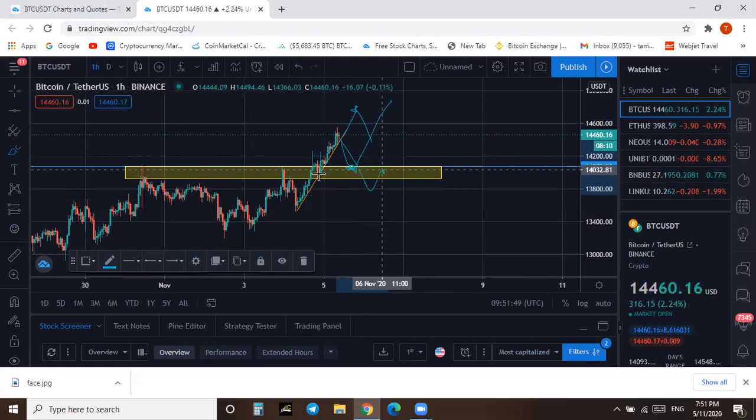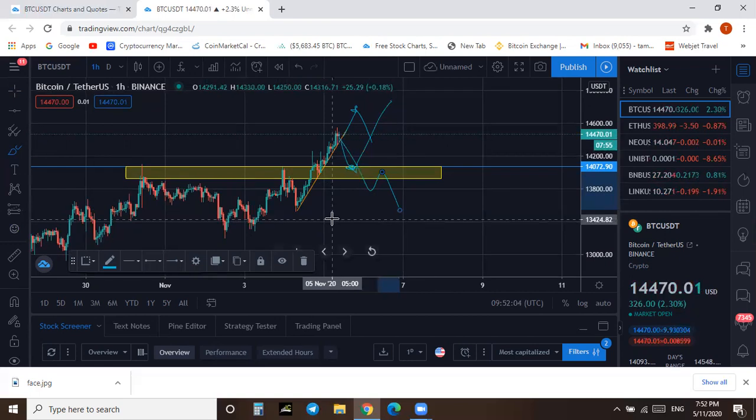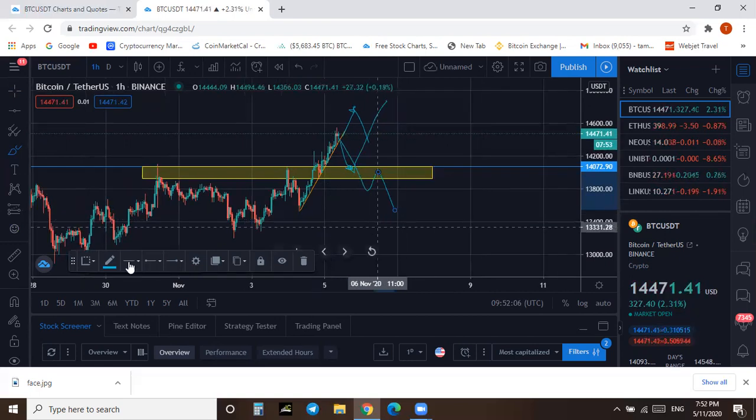Just keep your eyes on that yellow box. That yellow box is where I'm looking for levels to enter, and then come back down. So that's my two scenarios here. It'll always go up, it'll always go down, but it's a matter of knowing when it's going to go down and when it's going to go up. You know what I mean? So this is why trading is very important.